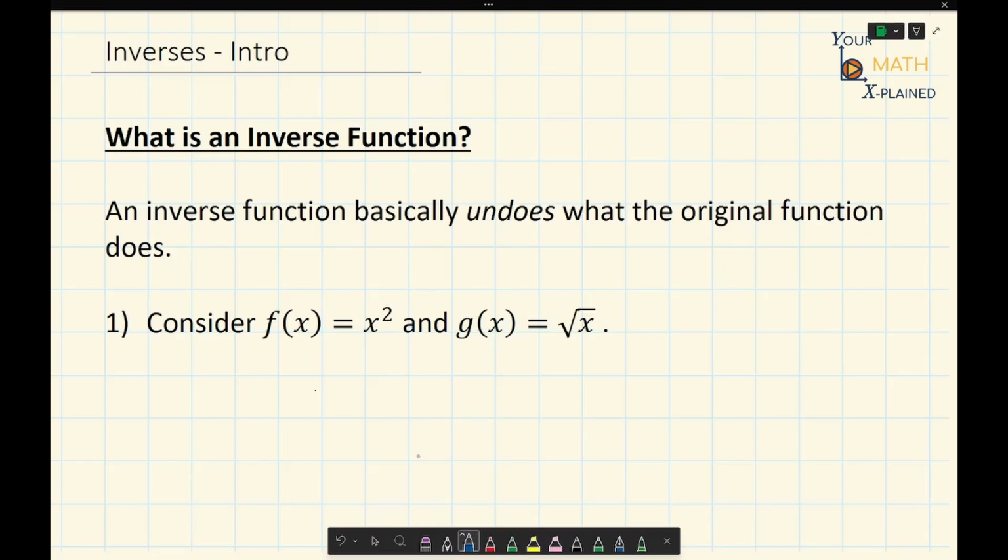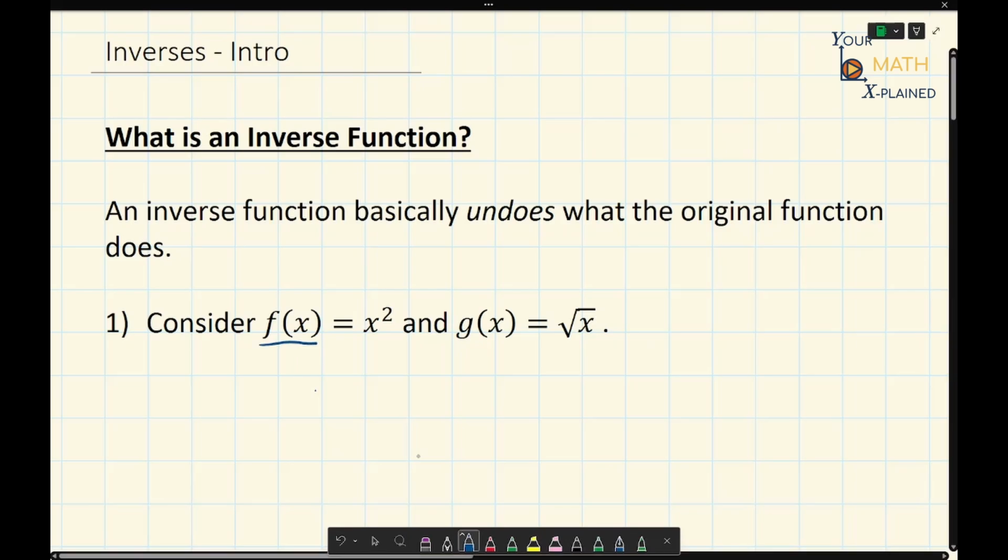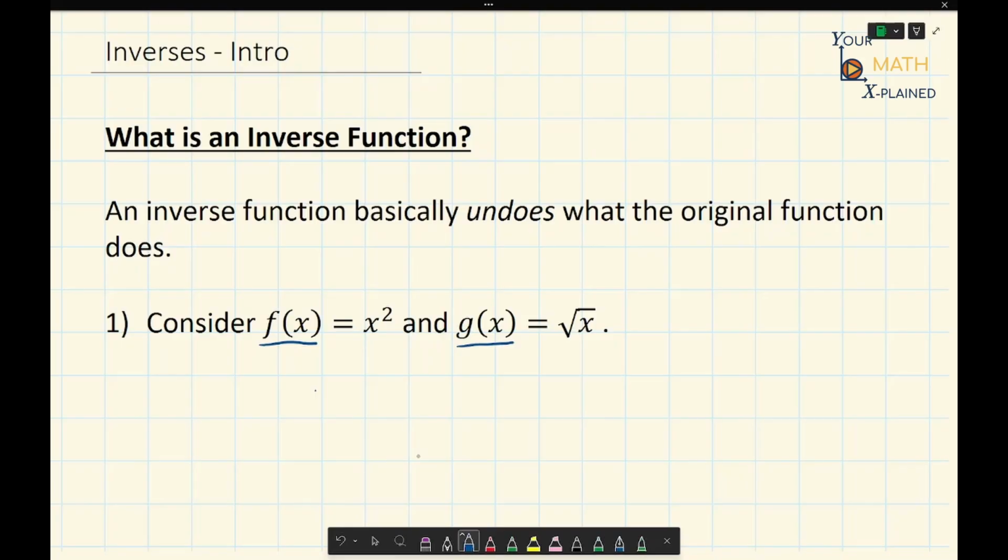So let's say we have two functions here. We have our f of x, which is equal to x squared, and then we have our second function, which is g of x, and it's equal to the square root of x. Let's say I put 4 into our function f. So that's going to be f of 4, and that is going to give us an output of 16. Now let's say I take this 16 and I put it into my function g. So this is going to be g of 16. This is going to give us an output of 4.